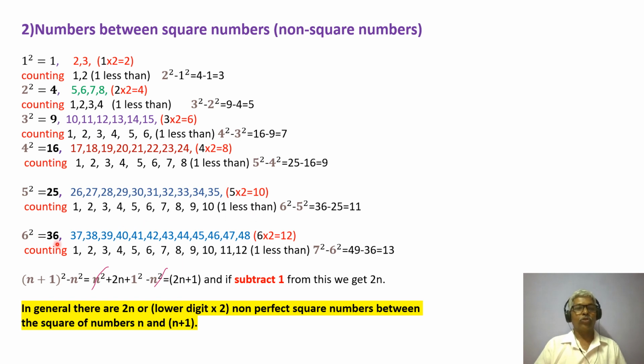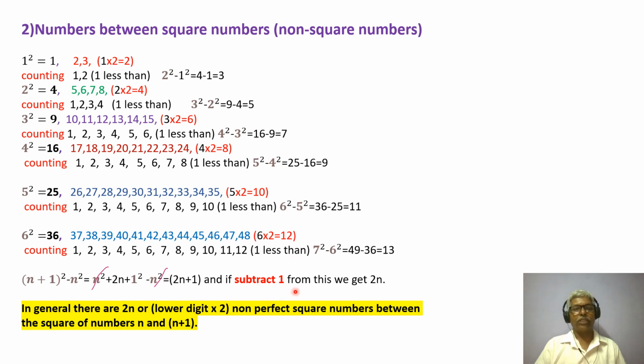Okay. So this pattern follows. If we take in general (n plus 1) square minus n square, we open this bracket: n square plus 2n plus 1 minus n square. So cancel n square, you get 2n plus 1. If you subtract 1 from this, you get 2n. That is lower digit into 2. We have seen lower digit into 2, or even here, lower digit into 2, lower digit of the subtraction.